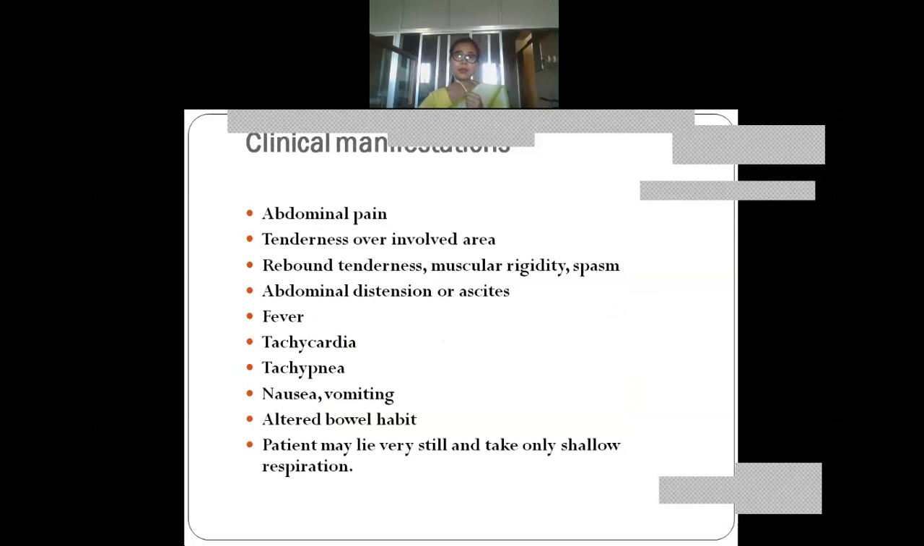And then clinical manifestation: abdominal pain. Abdominal pain is the most common symptom of peritonitis, and tenderness over the involved area. I hope everybody knows the difference between pain and tenderness. Can anybody tell me the difference between pain and tenderness?